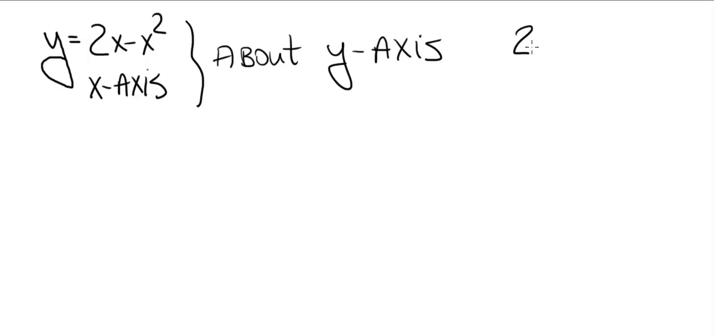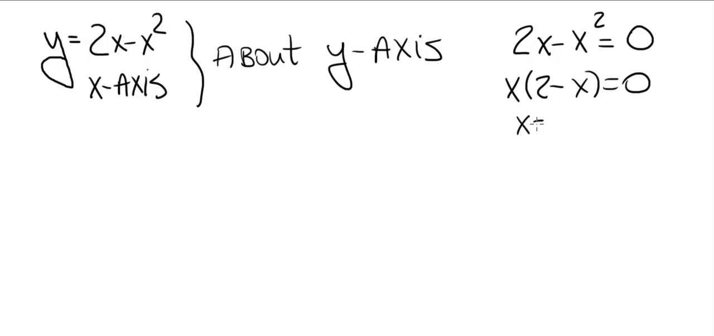First, let's find the x-intercepts of the parabola. We're going to take the parabola on the right-hand side, 2x minus x squared, set it equal to 0, factor out an x. X times 2 minus x is 0, so x equals 0 or x equals 2.